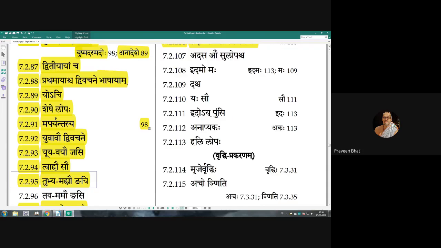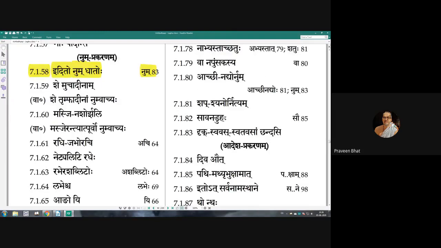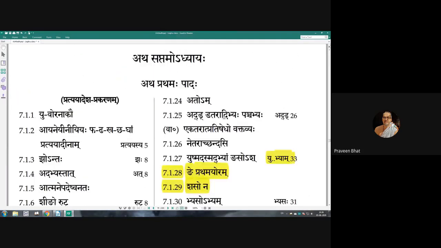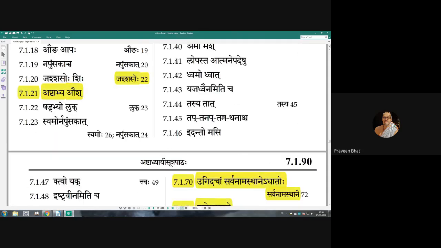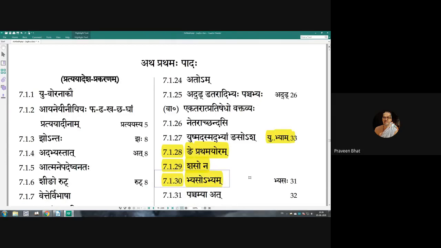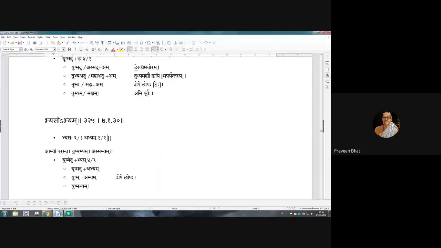7130. We go back one pada, back again. So, Angakarya, 6th and 7th chapters, there are a lot of sutras, 7th chapter especially here. 7130 is Vyasobhyam. Vyasaha Abhyam. Vyasobhyam Yushmadasmadbhyam. That's it, I think. Yushmadasmadbhyam. Yeah, that should be sufficient. So Yushmadasmadbhyam. Panchami is there.